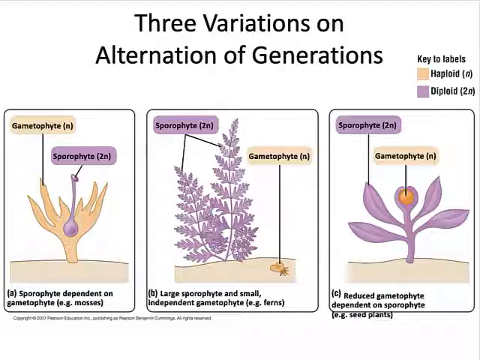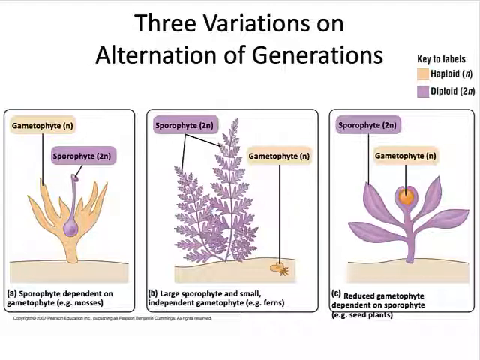In this figure, it presents three variations on the alternation of generations plant life cycle. This lecture focuses on the bryophytes, in which the sporophyte is dependent on the gametophyte for its entire life. Therefore, we could say that the bryophytes, including the mosses, are gametophyte dominant.